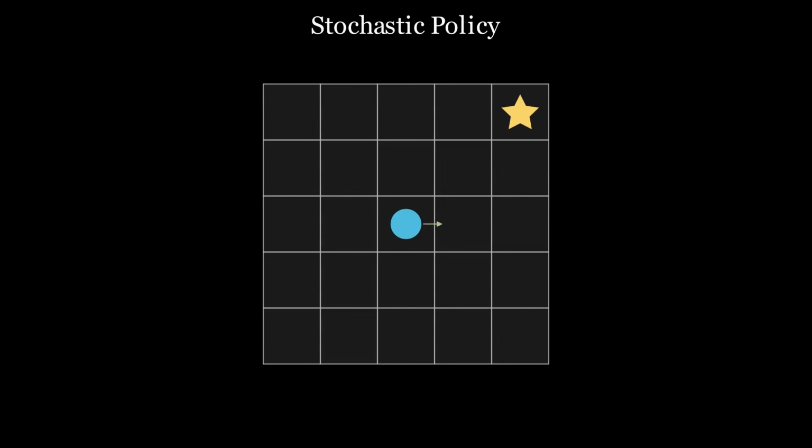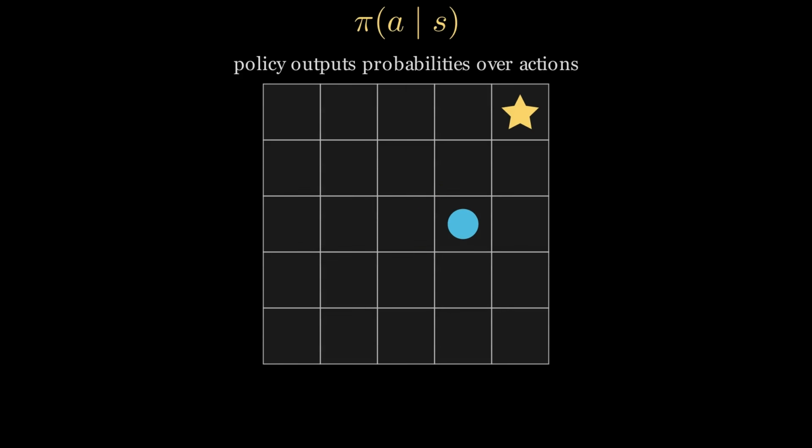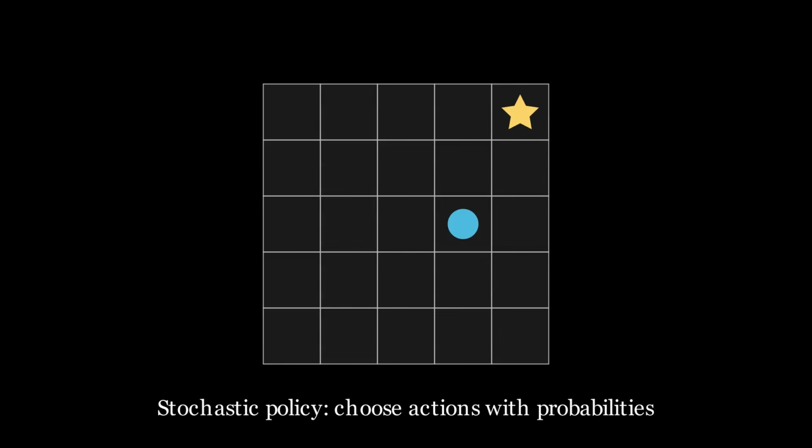But sometimes the agent doesn't always pick the same action. Instead, it assigns probabilities. Go right with 60% chance, go up with 30%, go left with 10%. This time it went right, but next time it might choose differently. The notation pi of a given S now represents a probability distribution over actions. A stochastic policy means the agent chooses actions with probabilities.